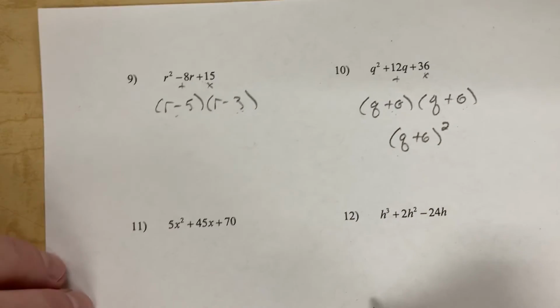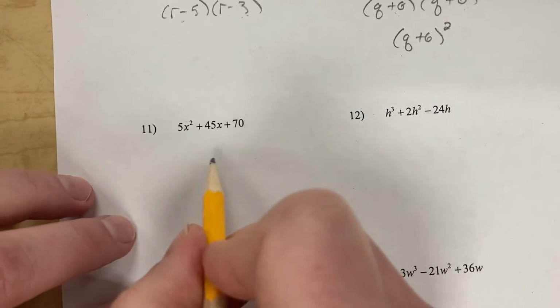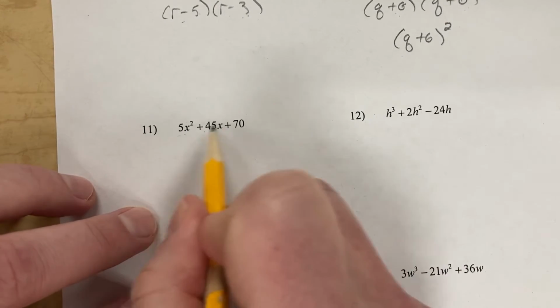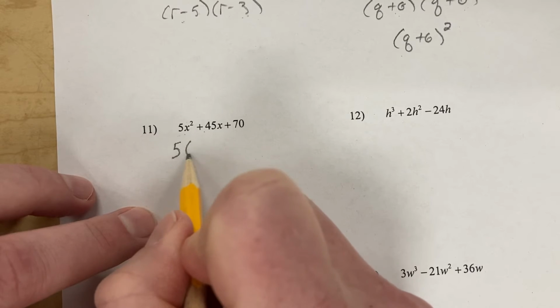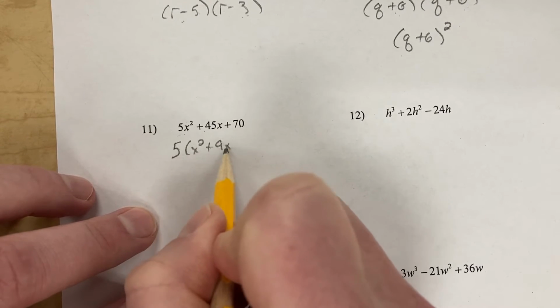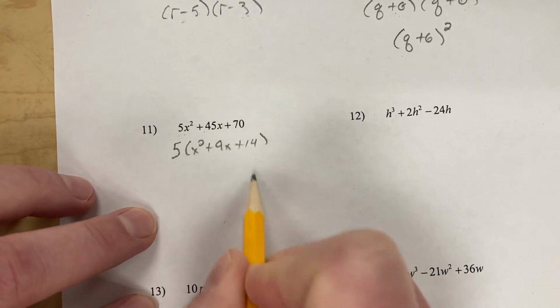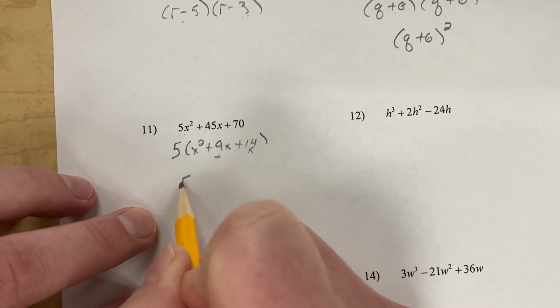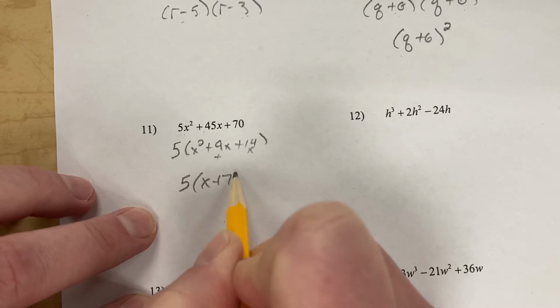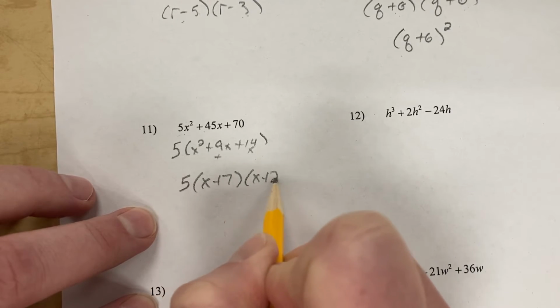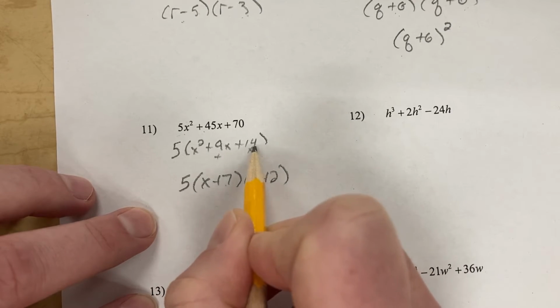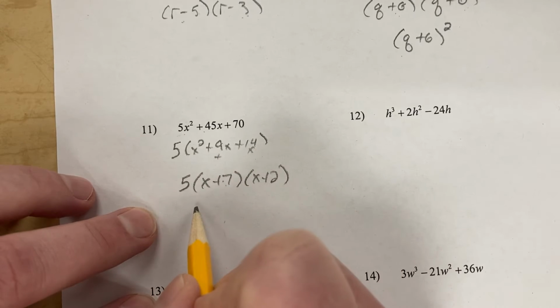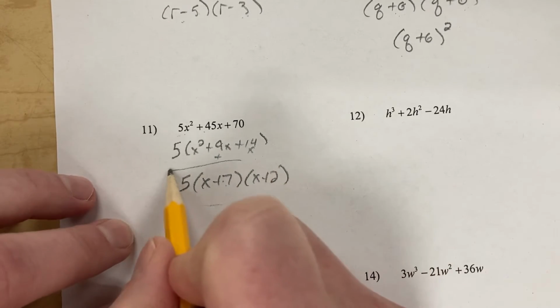The choice is ours. For number 11, we're going to pull out a common factor. They're all divisible by 5, so we'll pull that 5 out first, of x squared plus 9x plus 14. Now I'm looking for 2 numbers that multiply to equal 14 and add to equal 9. Those numbers are 7 and 2. 7 times 2 is 14. 7 plus 2 is 9. So this would be our full factoring right there.